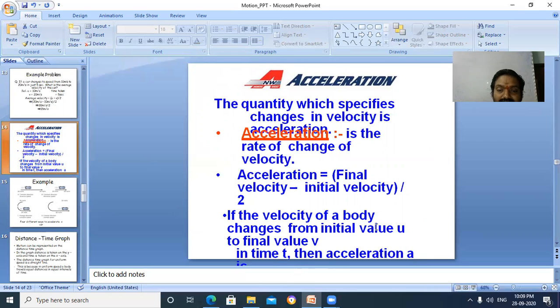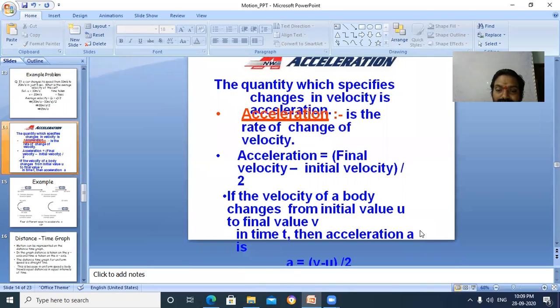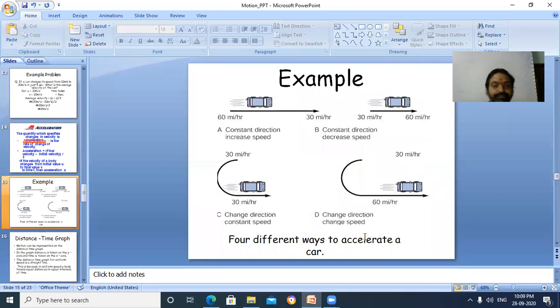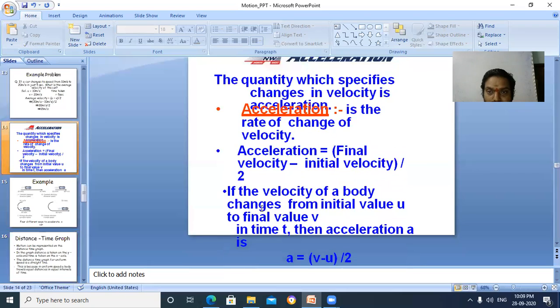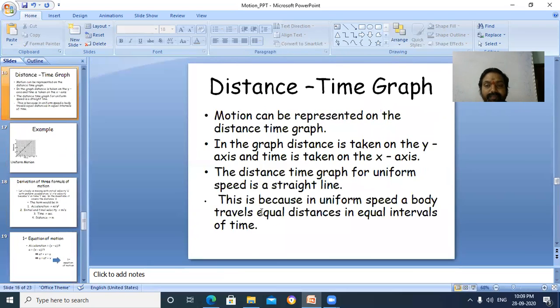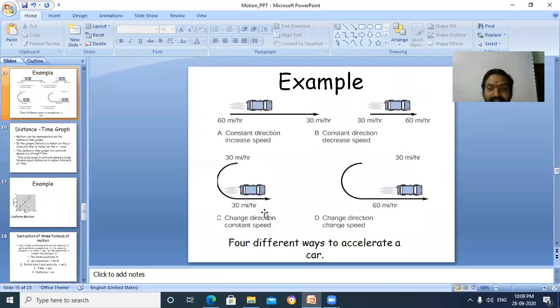Now if the velocity of a body changes from initial to final, then acceleration is v minus u by t. Now it is total change in displacement by time, total time taken. So therefore we have to mention it is t, dt. Next. Now then some of the examples, you can see what is average velocity.